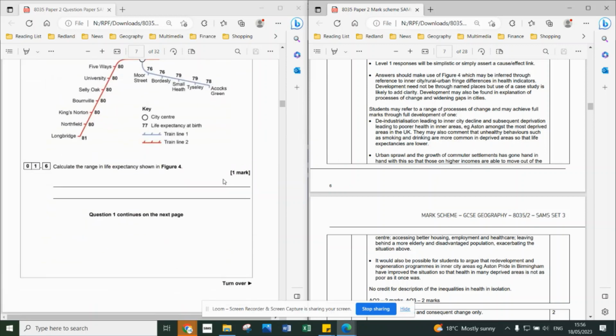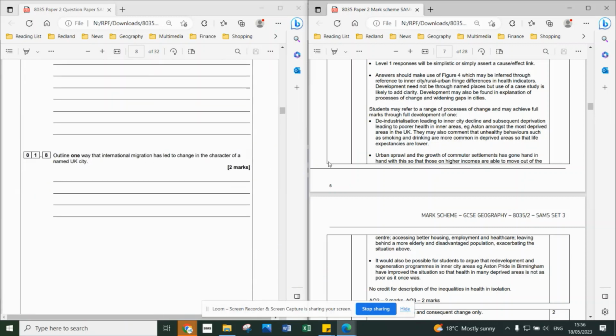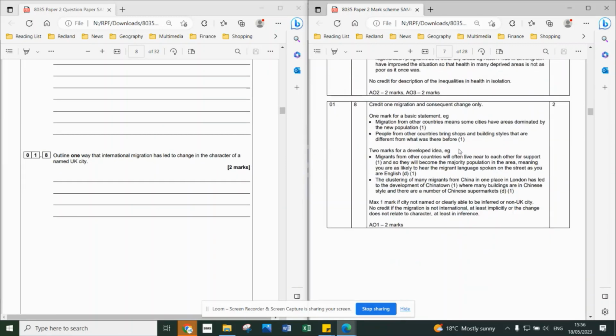Okay, question 1.8. One way migration has led to a change in character of a UK named city. In the case of students at Redland Green, we look at London and Bristol. Here you've got, for example, Chinatown in London. Immigration from China brought a huge increase in diversity of culture, food, and celebrations we have in London. So think of Chinese New Year, Lunar New Year. Think about Chinatown and the food and the restaurants.